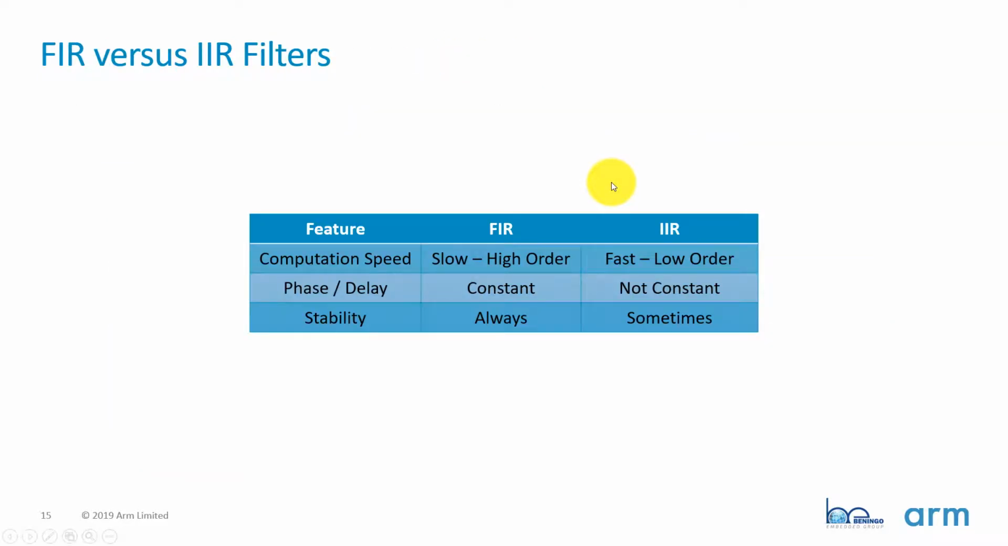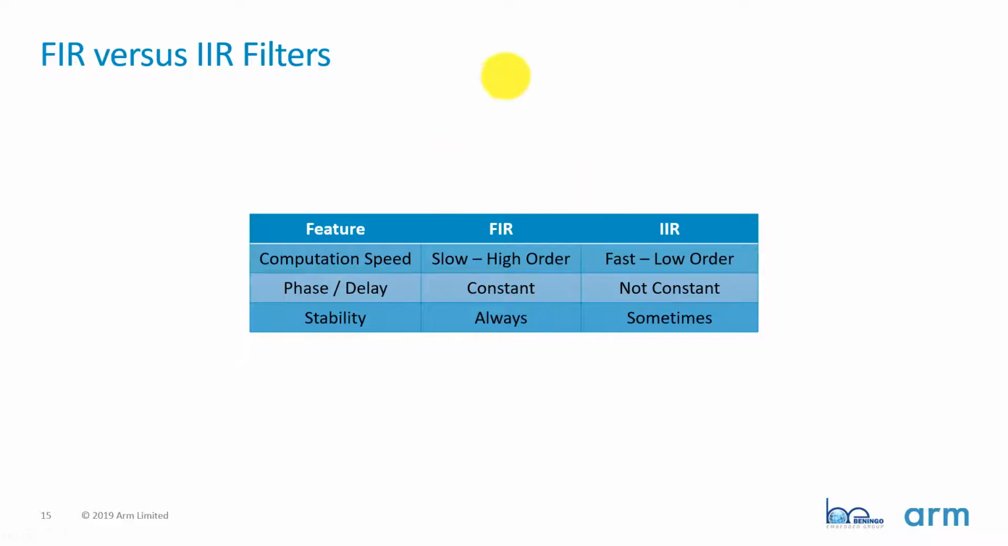So when we're actually executing these devices, it's interesting to look at 3 different areas. The first is computational speed. How fast can these algorithms actually be run on my processor? What's the phase or the delay in the signal when I'm actually implementing this algorithm? And then what's the stability of the algorithm when I run it on a processor? And not necessarily just on a processor, but in general, how stable is the algorithm?